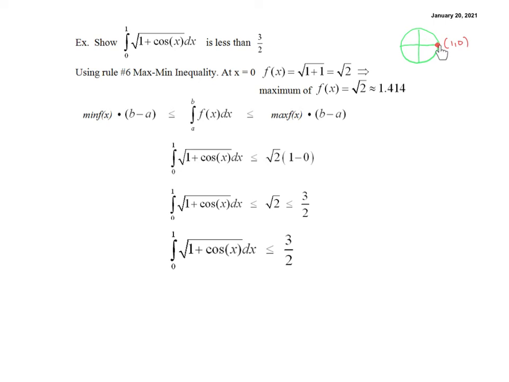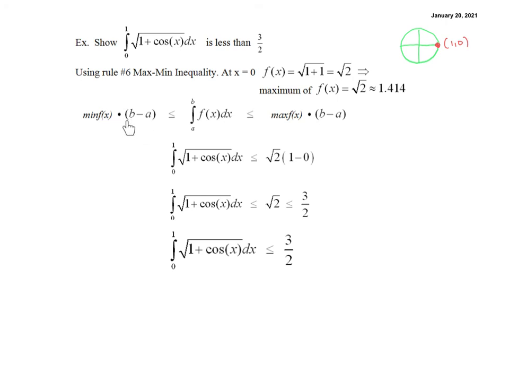If you plug in 1 radian, obviously the cosine is going to be smaller. So the maximum value this function is going to have is when x is 0. So f of x, when x is 0, you get 1 plus 1, which is 2, so you get the square root of 2. So the maximum value of the function is the square root of 2, or 1.4.